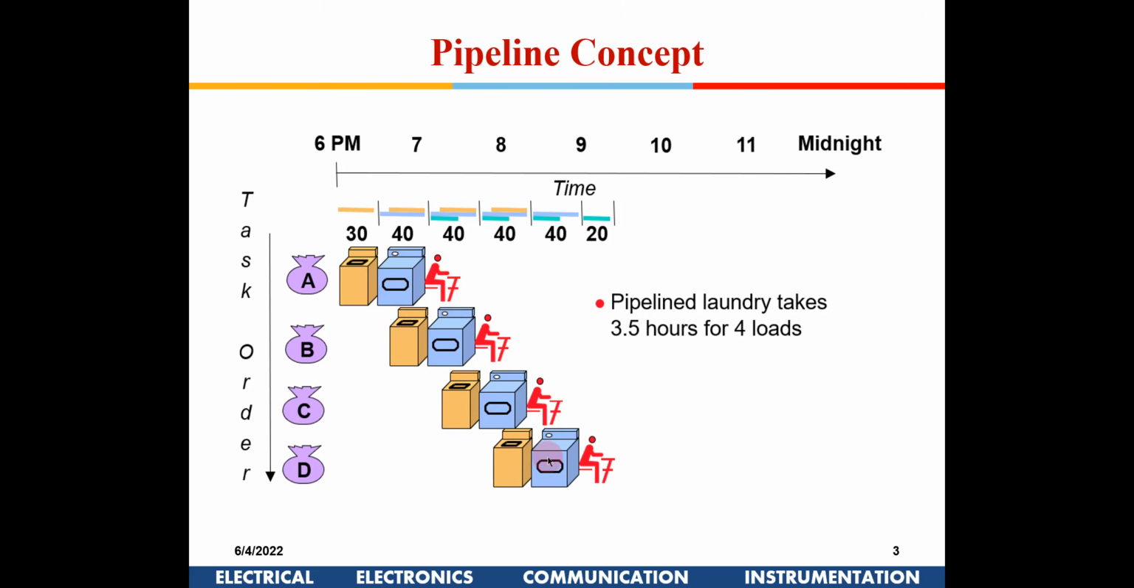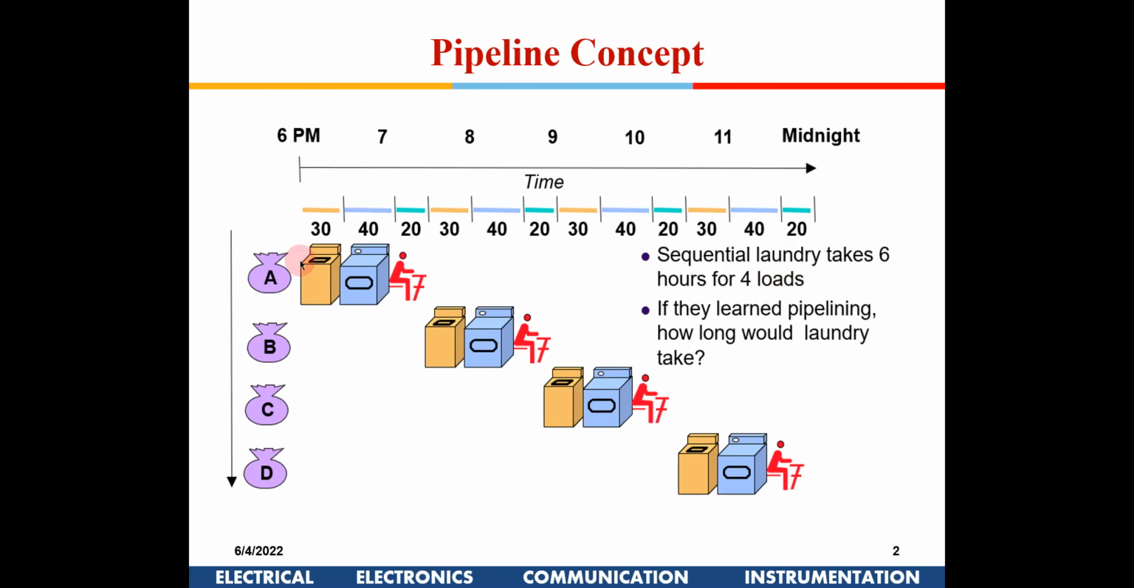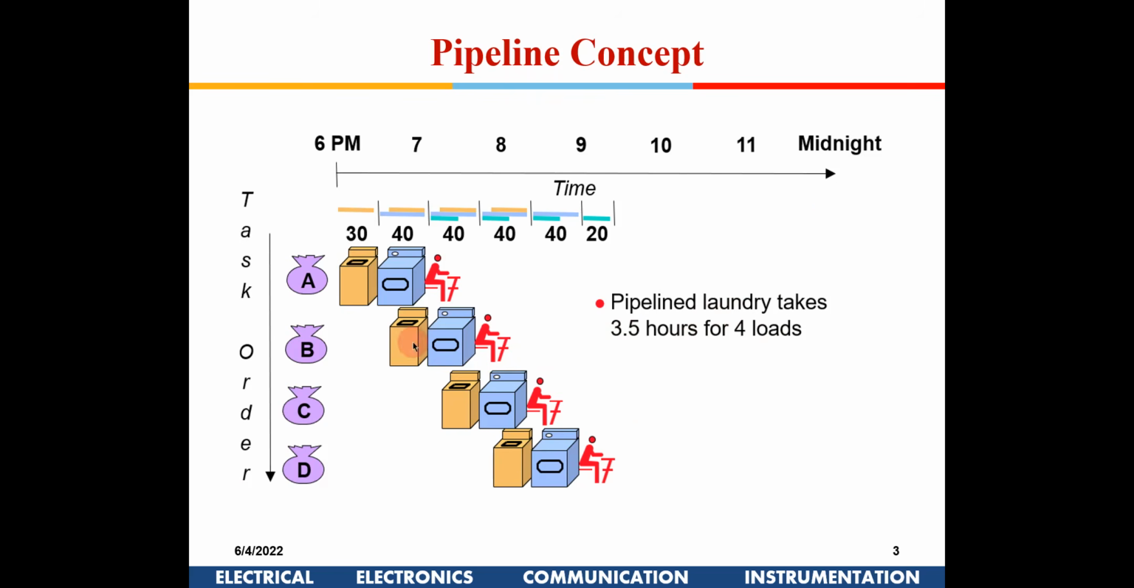So if you do this kind of overlapping, then the total time taken is just 3.5 hours, compared to the 6 hours which we initially saw. Here it required 6 hours. This is sequential work, whereas here it is pipeline work.